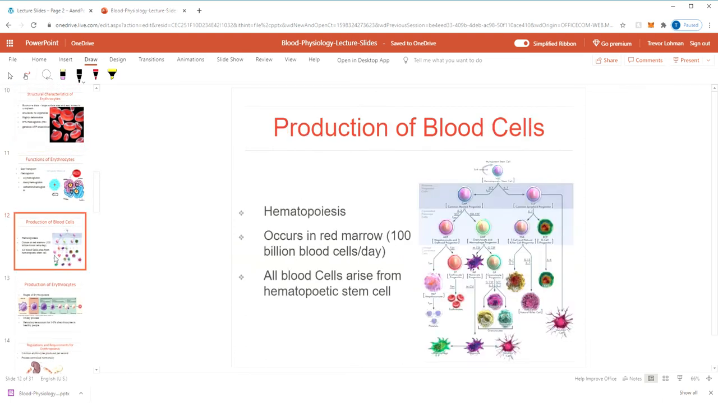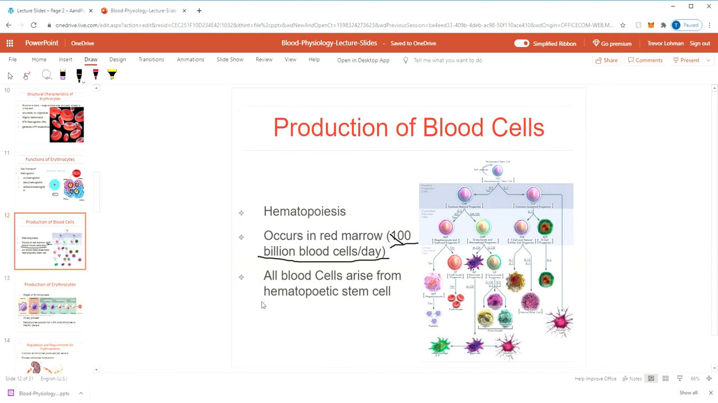Production of red blood cells, we don't go into huge detail here, but basically this process is called hematopoiesis. It's the process for making all red blood cells. This process occurs in red marrow. Man, look at that. 100 billion cells a day are made. So if you're ever feeling lazy, just remember that day you made 100 billion cells. That's pretty cool. You're pretty impressive.